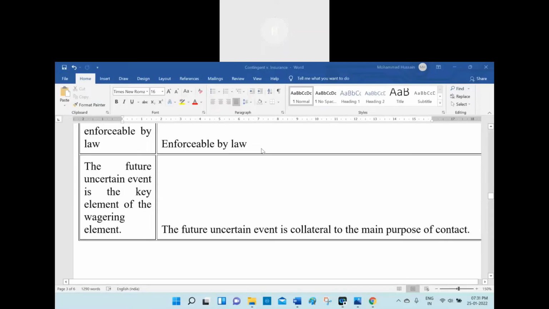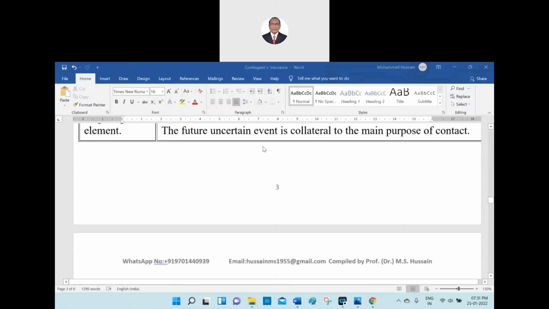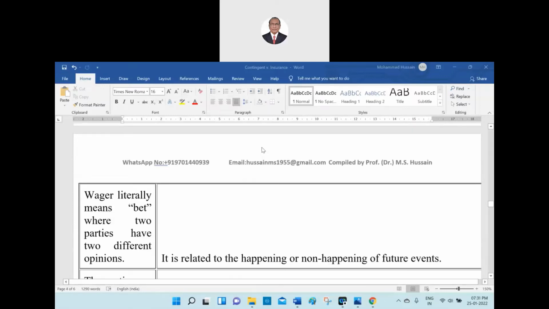So the future uncertain event is the key element of the wagering agreement. In a contingent contract, the future uncertain event is collateral to the main purpose of the contract. Wager literally means bet, where two parties have two different opinions. One party says we will win, another party says they will win. Then who will win? It will be uncertain.